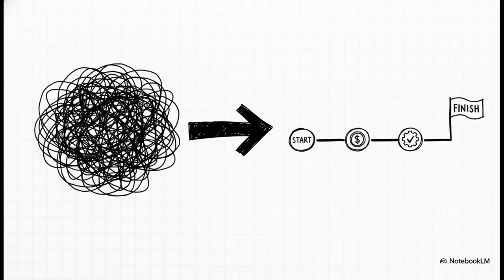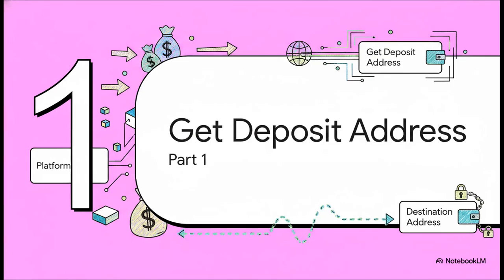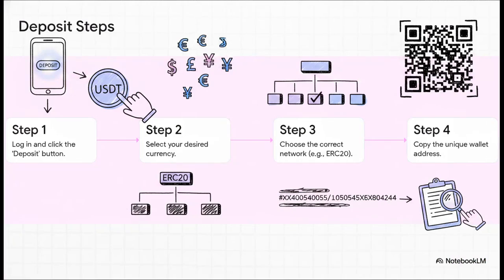Let's kick things off with phase 1, getting your unique deposit address. Right. This first part happens completely inside the DHS platform. All you're trying to do here is generate a deposit address. You can just think of it as the specific destination, like a mailing address where you're going to send your funds. It all starts right there on the home screen. You're going to tap deposit, pick your currency. For this example, we'll use USDT.